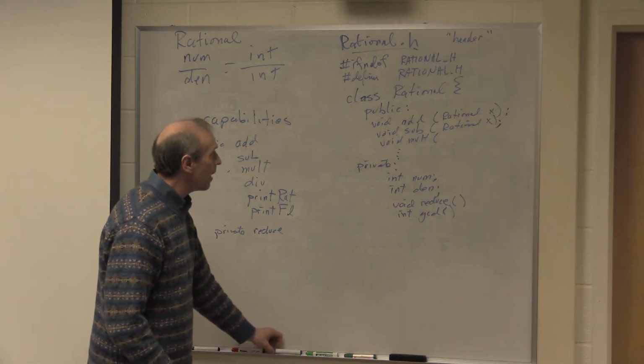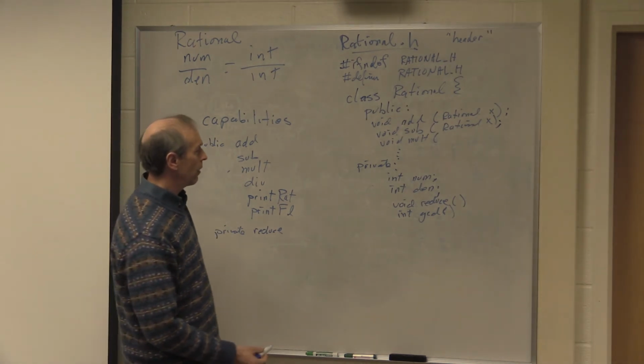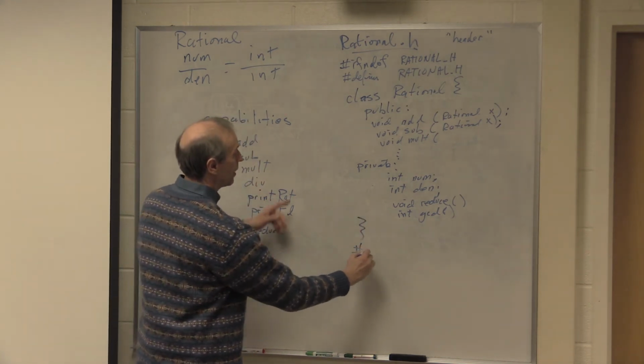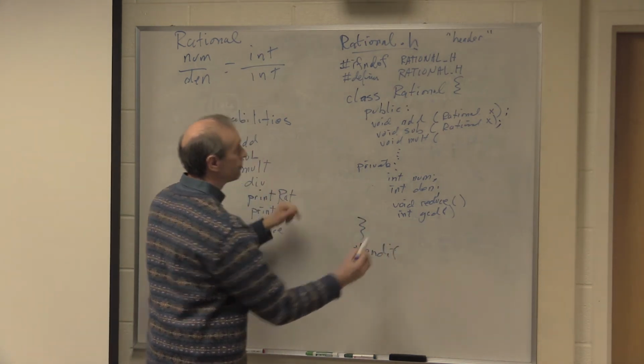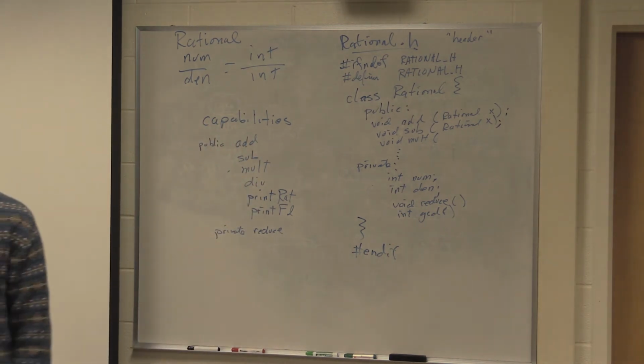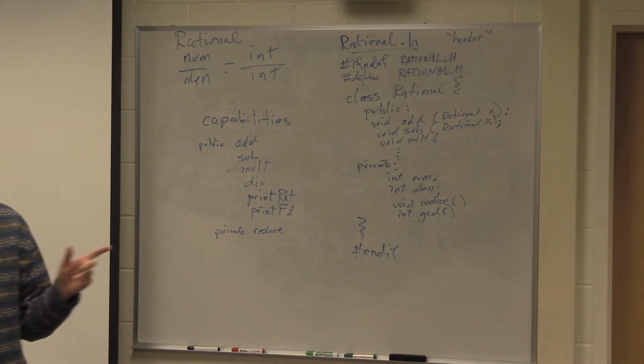Okay. That's the H file. That's the H file. And the rational class, and then the end if. That's what goes into your H file. You do not essentially compile this. This is the interesting thing.